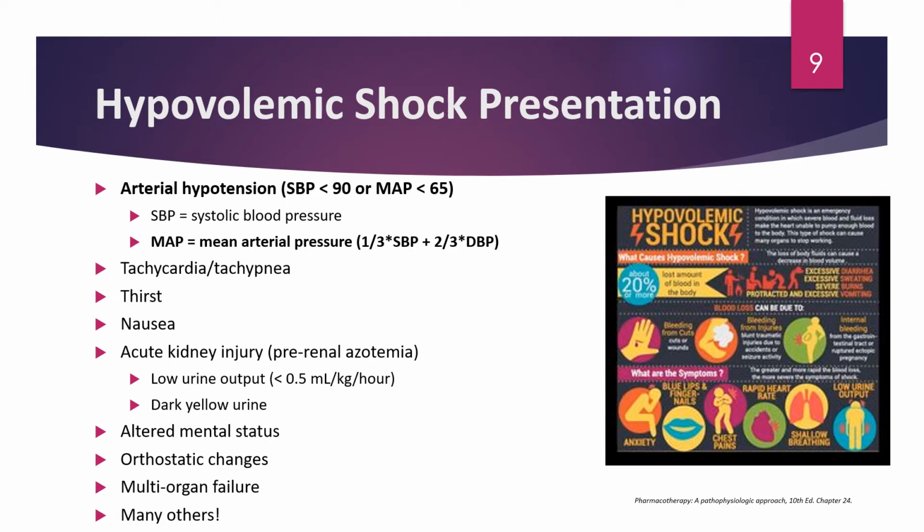Patients may have altered mental status. Yes, the body will typically prioritize the brain, but there are still going to be some changes whenever you have less blood volume, and that can result in altered mental status and orthostatic changes. If it lasts long enough, multi-organ failure, usually the kidneys getting hit first, but any organ can be hit, and many others in regards to hypovolemic shock. So it's very, very important that we try to replace those lost fluids very early in the process.